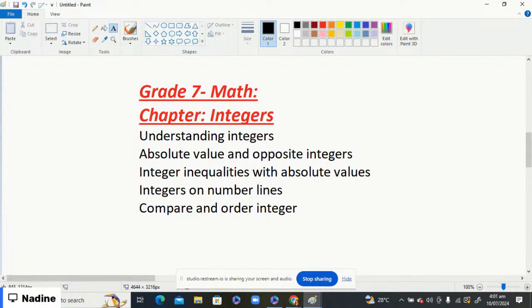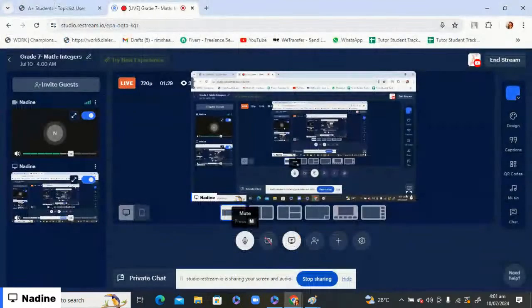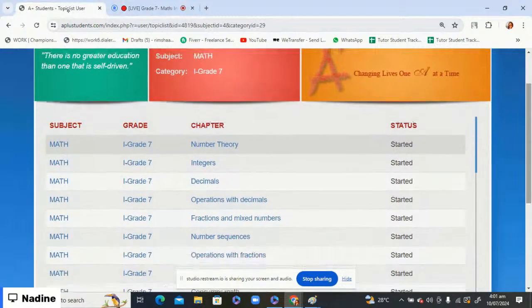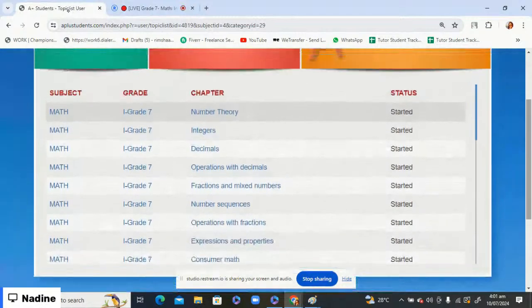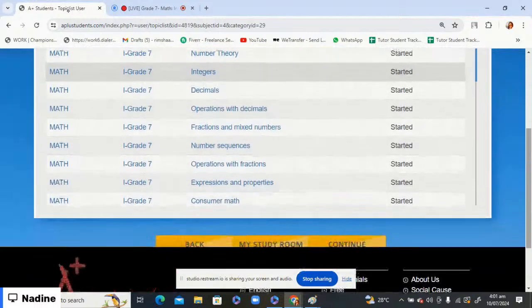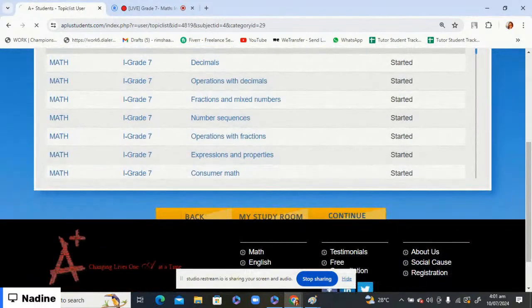So you can find all the lessons on aplusstudent.com. You have to log in by using the email and password that is provided by the administrator. Go to the subject tab, select maths from there, and scroll down for grade 7 maths. Here is the list of the chapters. So today we discuss integers. So let's click on it and here we continue.